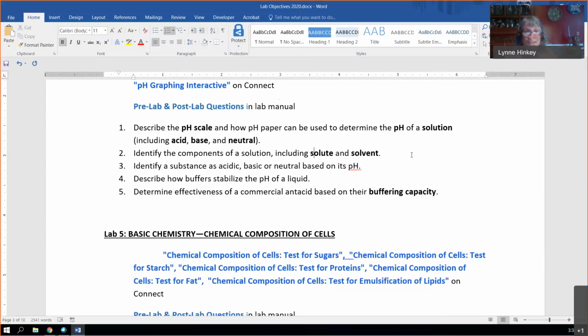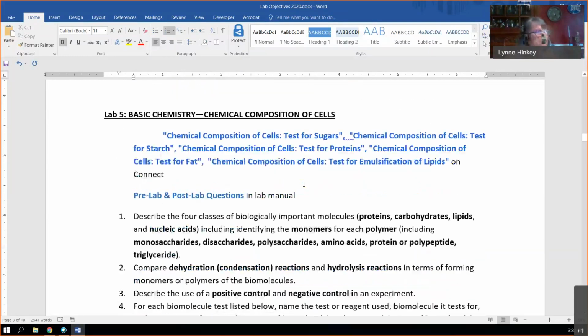So a buffer keeps the pH where it should be. Our stomach should have a pH of about 2. Our stomach is very acidic, so we wouldn't want it to be neutral. We want to keep it at 2. We don't want it to get more acidic, but we don't want it to be less acidic. So a buffer would keep it at 2. It doesn't make it neutral. It keeps it where it should be. It prevents the pH from changing. Any questions on pH? No.